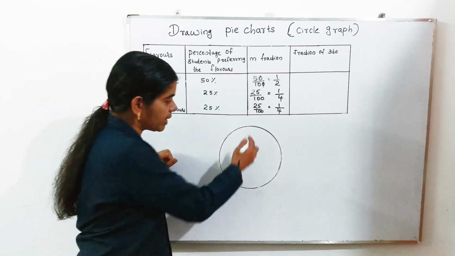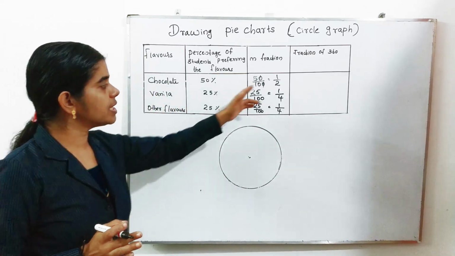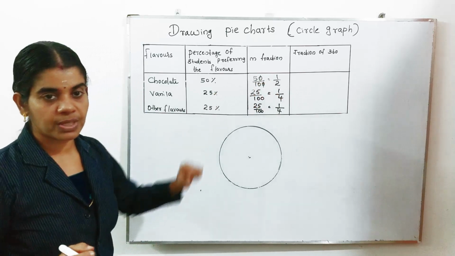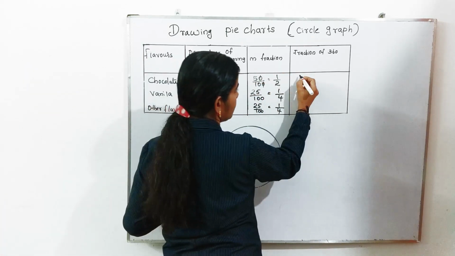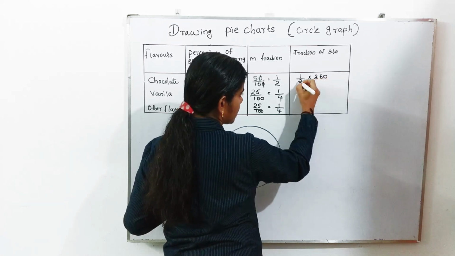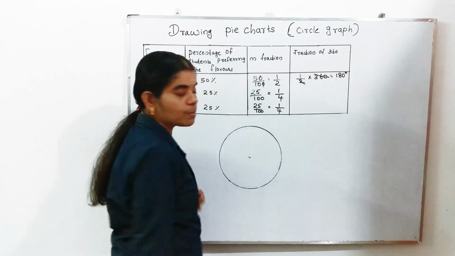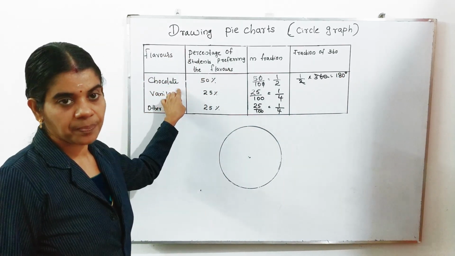Next you want to know that I already told a circle means total 360 degree. How much degree do we want to give for this half? Fraction of 360, here you got 1 by 2. 1 by 2 into 360. We can cut this, and you get 180 degree you want to mark for the chocolate.